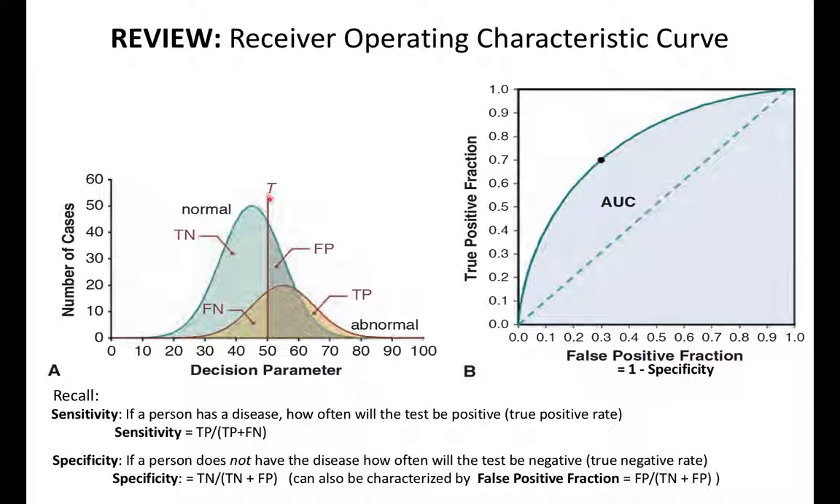When you decide to call someone abnormal based on a threshold of that count, say their calcium score is 50, and you say, I'm going to call everybody who has calcium above 50, I'm going to call them abnormal, right?